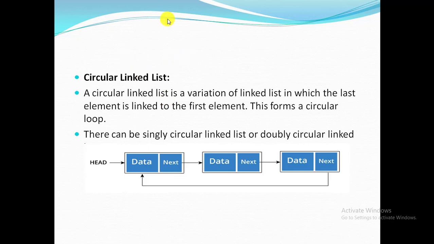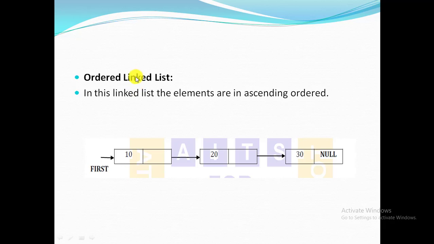Next we will see the circular linked list. A circular linked list is a variation of the linked list in which the last element is linked to the first element. That means the last node is pointing to the first node. The next value of the last node is pointing to the first node. So there can be a singly circular or doubly circular linked list. Last, we will see the ordered linked list. In this linked list, the list elements are in ascending order. That means the elements present in the linked list are in ascending order, that is 10, after that 20, then 30, like that.